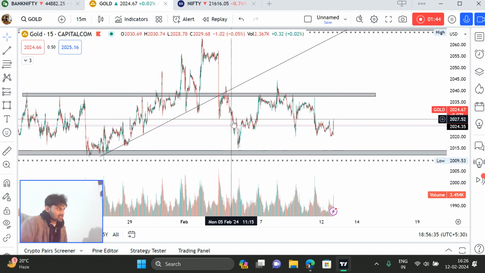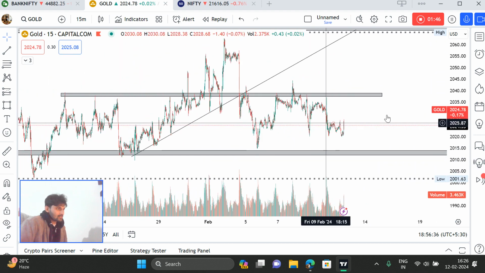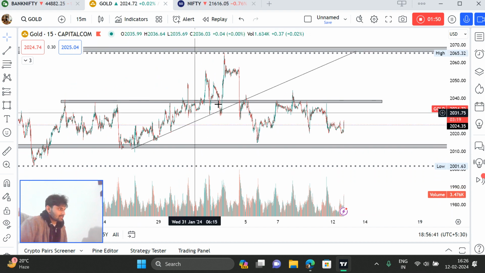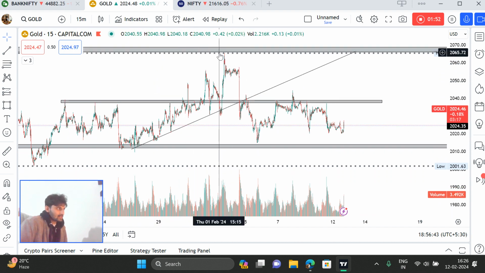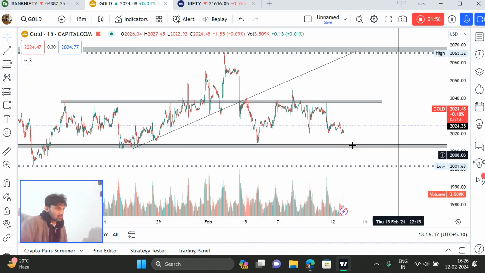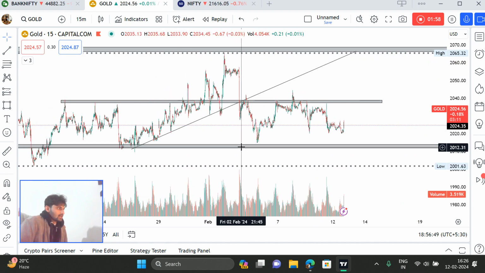So you can see this is exactly what is going on in the market, right? This is a simple trend line. Market will go like that, and on the upside it is at the resistance level, which didn't break yet. 2061 is completely down, right?